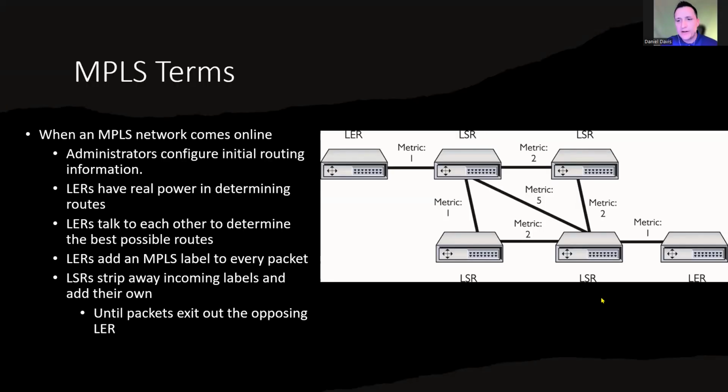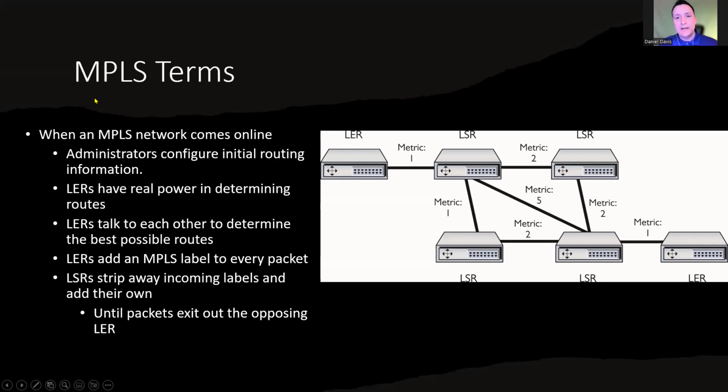We have a little network here, and as we can see, there are multiple paths. We have our LERs. These, again, are the routers that are capable of dealing with these labels, on the edge of your network. And then we have these LSRs in the middle. These are, again, just routers that are designed to help pass those labeled MPLS packets along throughout your network.